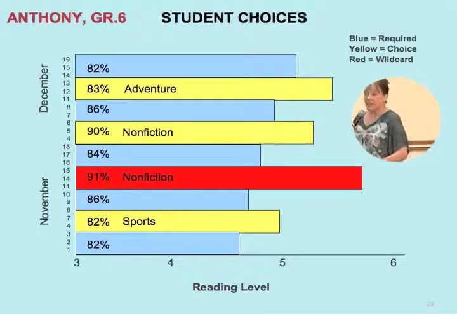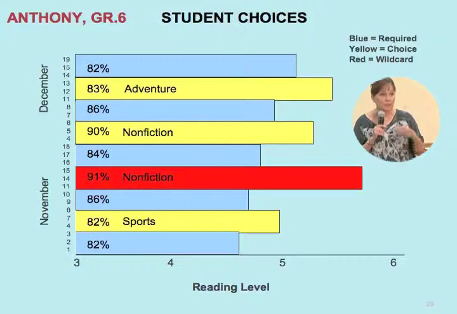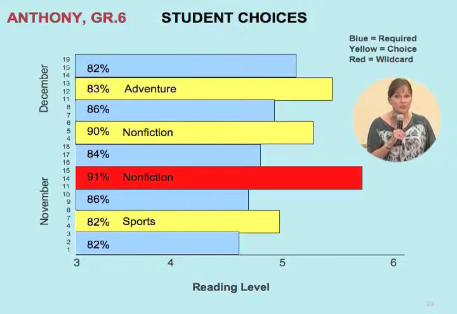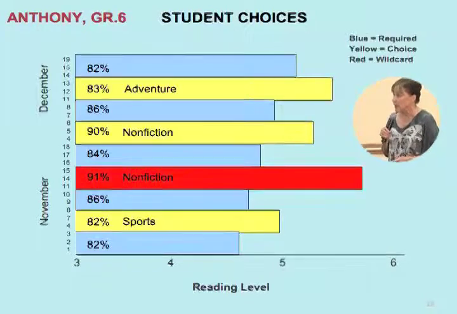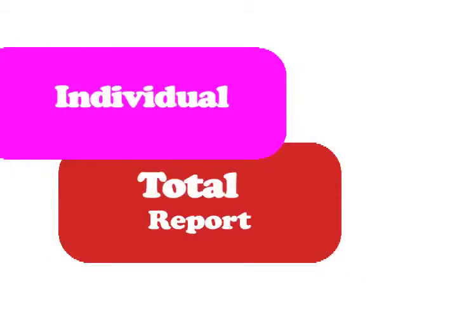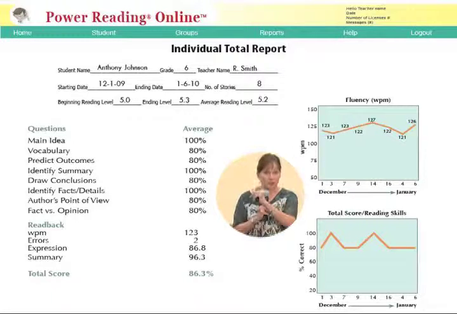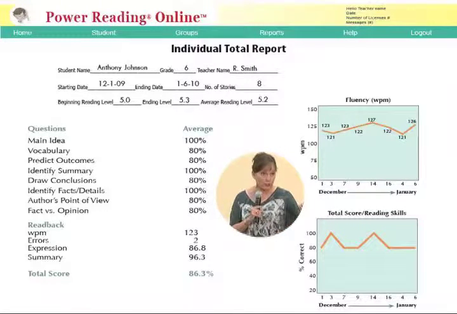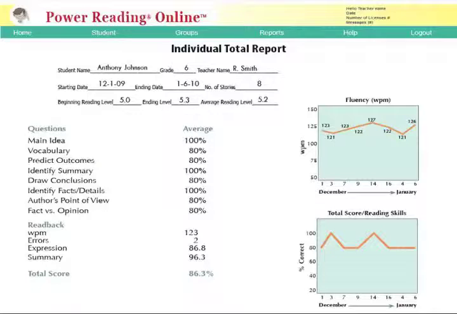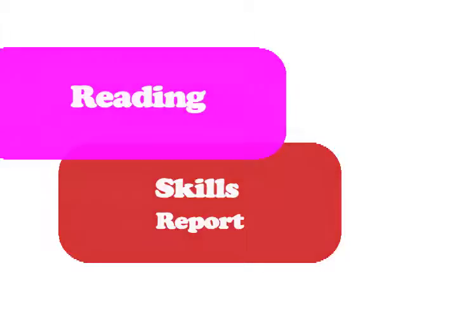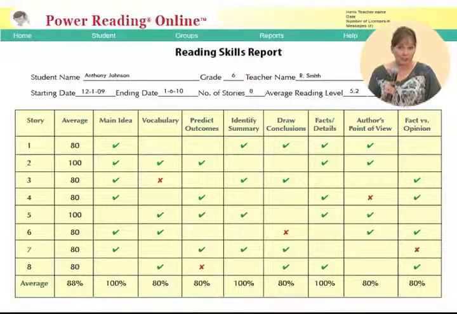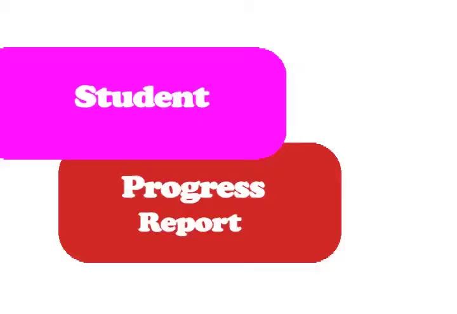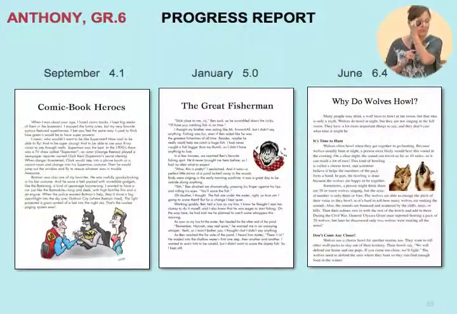Okay, now this is the kind of report that you can generate from the kinds of stories to see what kinds of stories the child has read and how successful they were. The individual total report, now this is a great RTI report, or for your IEPs. This is the skills report. I mean, I love these reports. Okay, here's a progress report. This one the parents like and the students like because they can see progress.